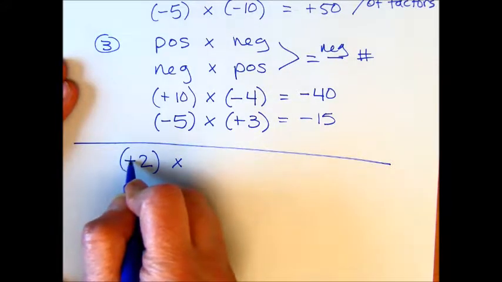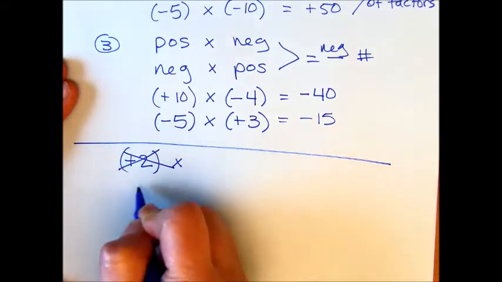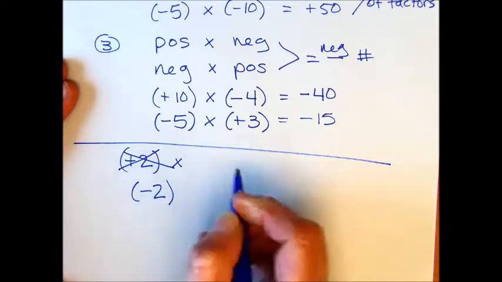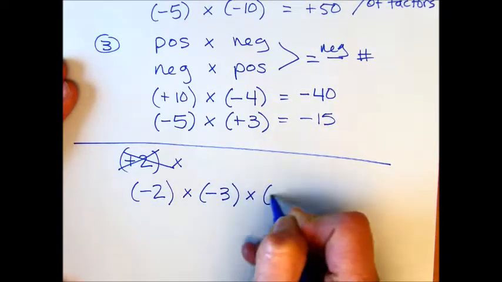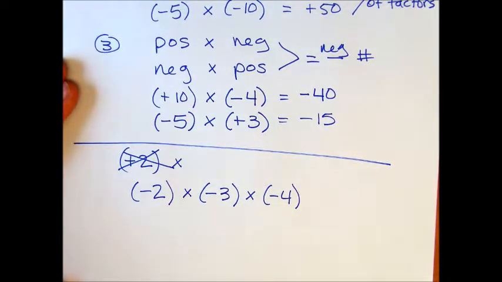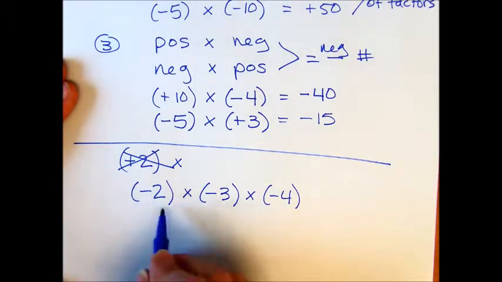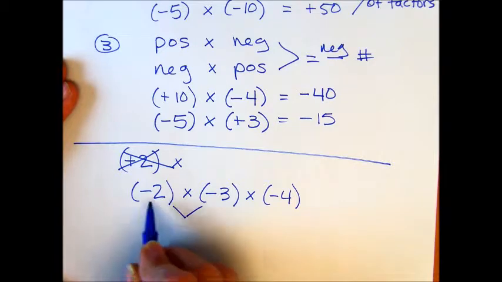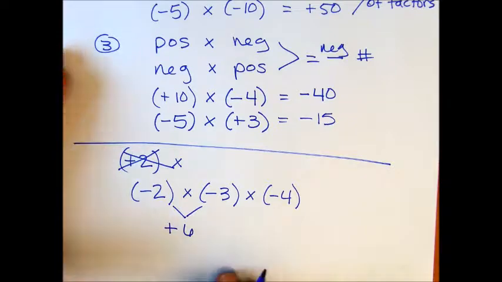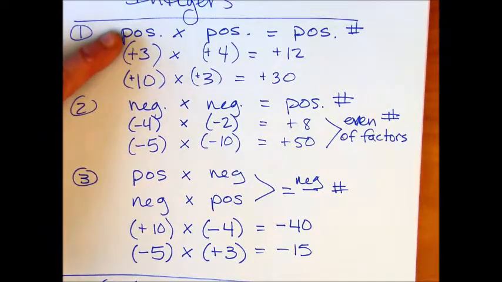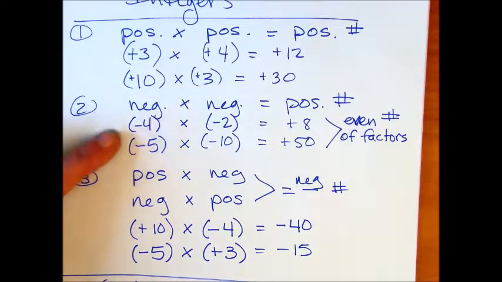Let's say this is negative, so I'm going to rewrite that. Let's say we have a negative 2 times a negative 3 times a negative 4. So you can see I have 3 factors. 3 is an odd number. And so I'm going to just multiply. Negative 2 times negative 3 is positive 6. So if you look here, I followed rule number 2. Negative times a negative gives you a positive.